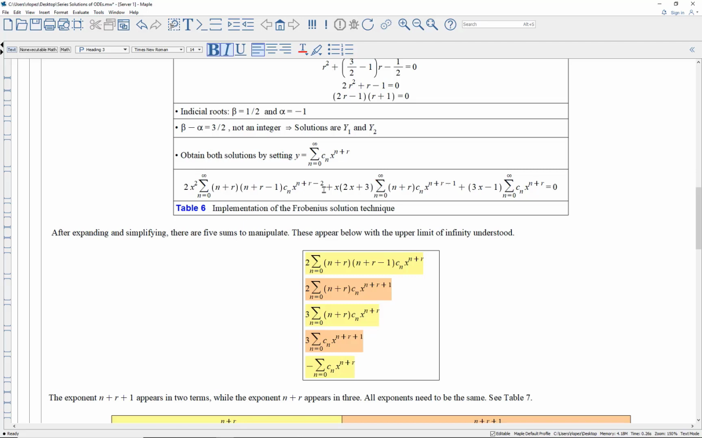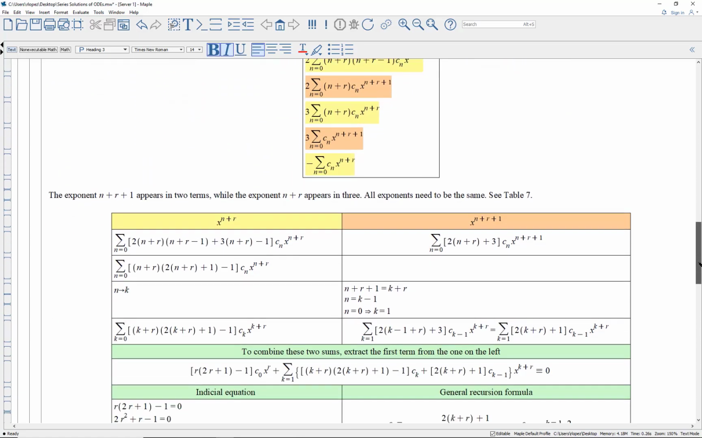Here you have a 3x, so you have only a single x multiplying. You push that inside, and this then becomes an n plus r. Here you have an x, so you're going to go to an n plus r plus 1. This is a constant. You're going to get an n plus r. So you have these two different kinds of series. One that has n plus r and one that is n plus r plus 1.